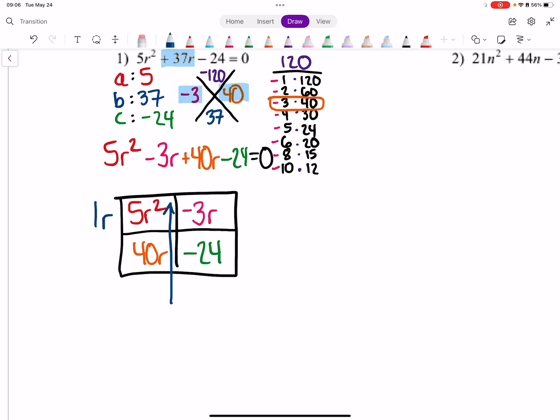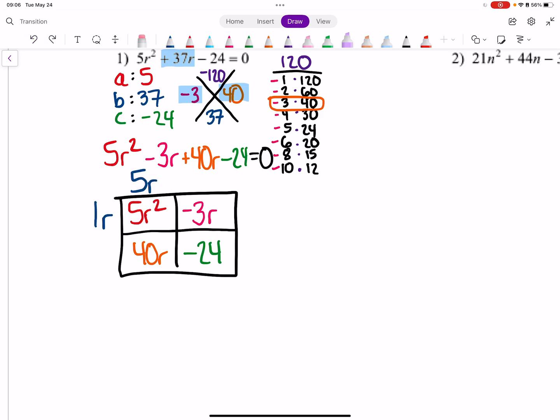Now looking up, I'm trying to find the greatest common factor of 5 and 40. The only numbers that go into 5 are 1 and 5, and 5 does go evenly into 40. And they also both have an r. Then I'm going to just pause for a moment and check. Is it true that 5r times 1r is 5r to the power of 2? Yes, it sure is, so we're good so far.